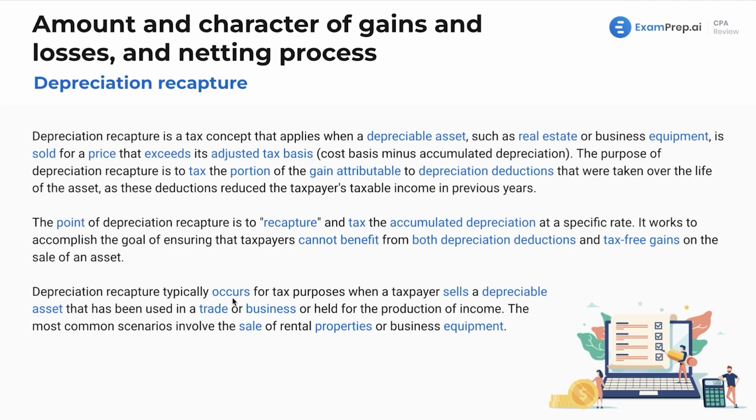Depreciation recapture typically occurs for tax purposes when a taxpayer sells a depreciable asset that has been used in a trade or business or held for the production of income. The most common scenarios involve the sale of rental properties or business equipment. Nothing crazy, nothing too wild, just getting your knowledge up.